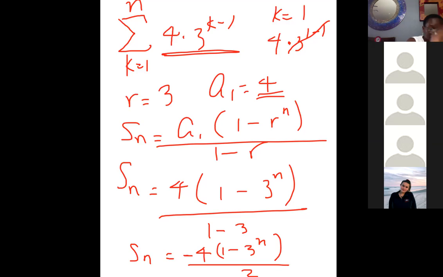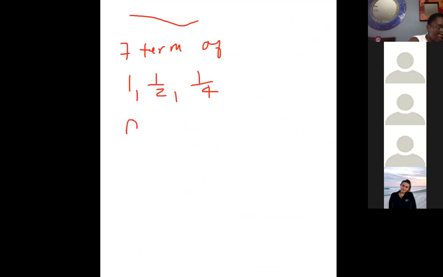So now, guys, let's do this one right here. Let's find the sum of the first 7 terms of 1, 1/2, 1/4. So we need the first term, a1, which is 1. The common ratio, what's the common ratio for this one, guys? 1/2. Okay, so we go into the formula.